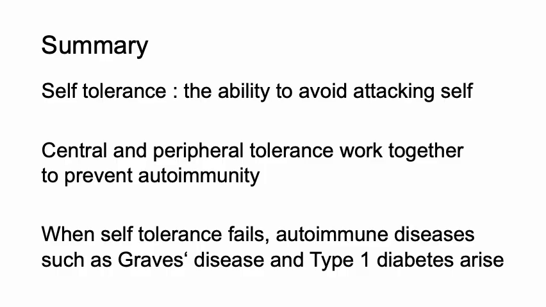Let me summarize our presentation. Self-tolerance is the immune system's ability to avoid attacking the self. Both central tolerance in the thymus and peripheral tolerance in the lymph nodes work together to prevent autoimmunity. When these systems fail, it results in autoimmune diseases like Graves' disease or type 1 diabetes.